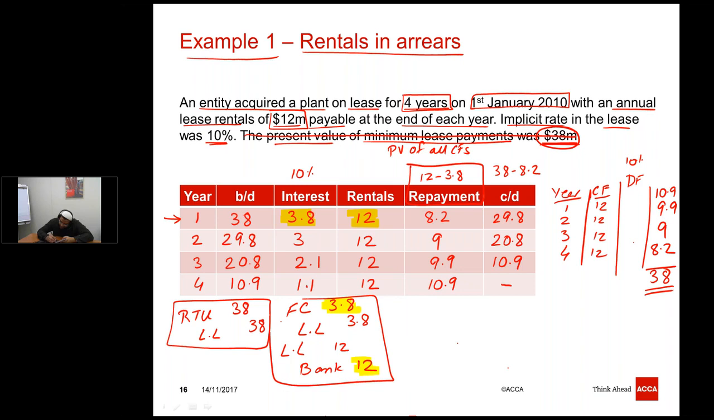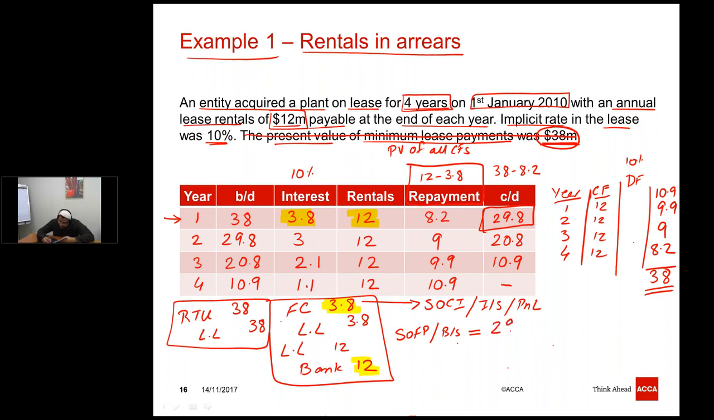Now the value to be recorded in the statement of comprehensive income is going to be 3.8. You can call this SOCI, you can call this income statement, you can call this P&L. All names are correct. And in the statement of financial position or the balance sheet, the value to be recorded is going to be in actual 29.8. This is the liability at the end of year 1.